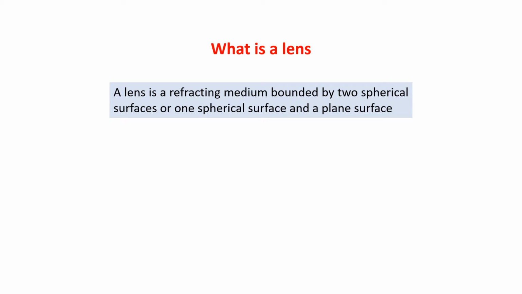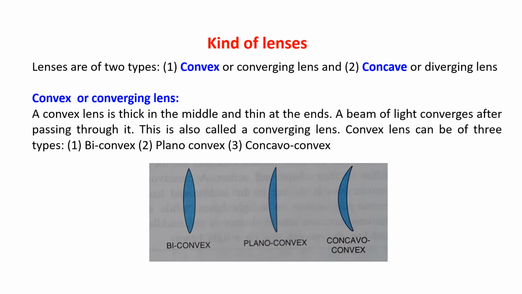What is a lens? A lens is a refracting medium bounded by two spherical surfaces or one spherical surface and a plane surface. Kinds of lenses? Lenses are of two types. One is convex, which is also known as converging lens, and the second one is concave, which is known as diverging lens.